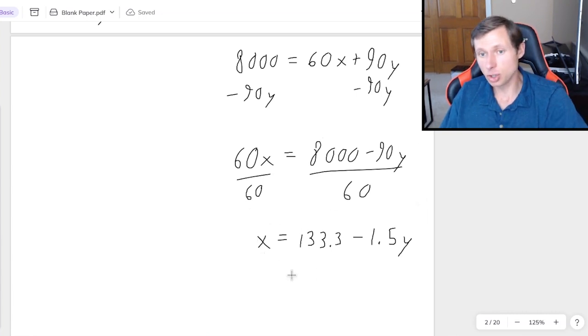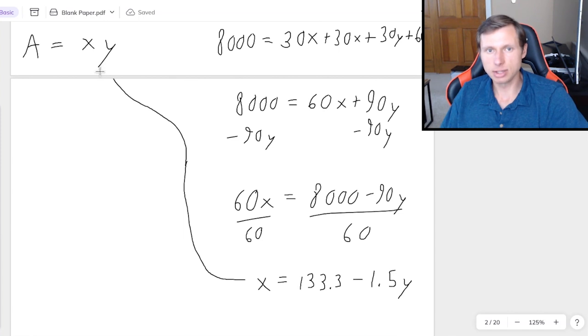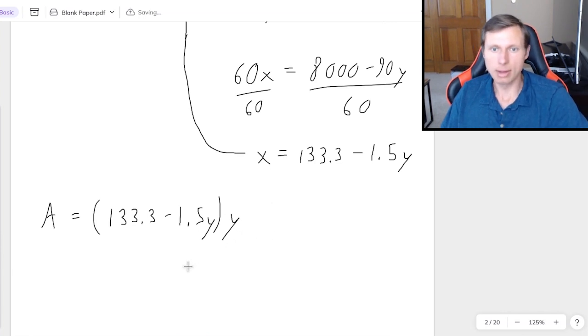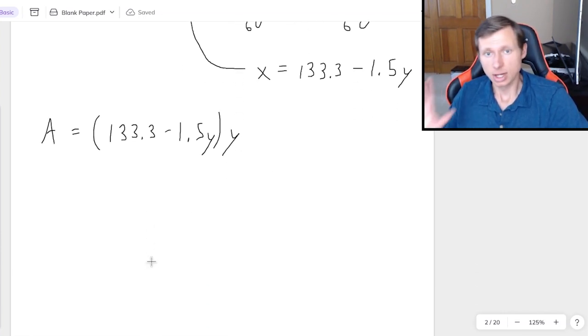So now that x is solved, what do we do? I plug that x back into the objective equation right there for x. So it's going to be area equals x, which is 133.3 minus 1.5y, and that's going to be times y. Remember, the next step is taking the derivative. So before I take the derivative, it'd be a good idea to simplify as much as we can by distributing the y to both terms.